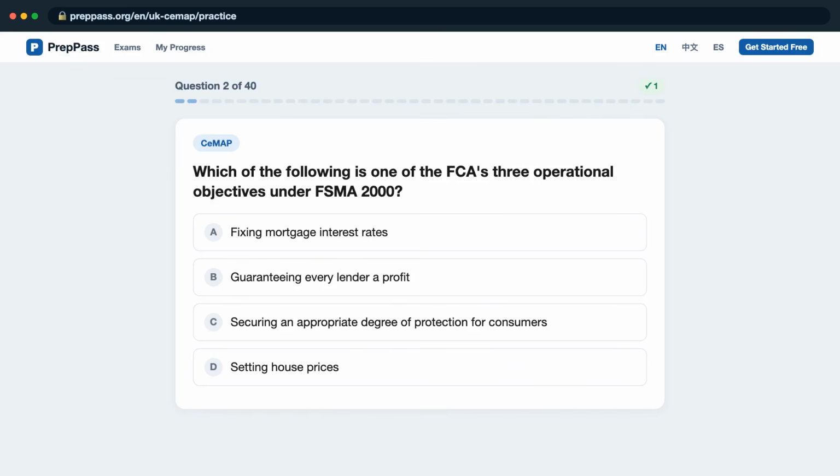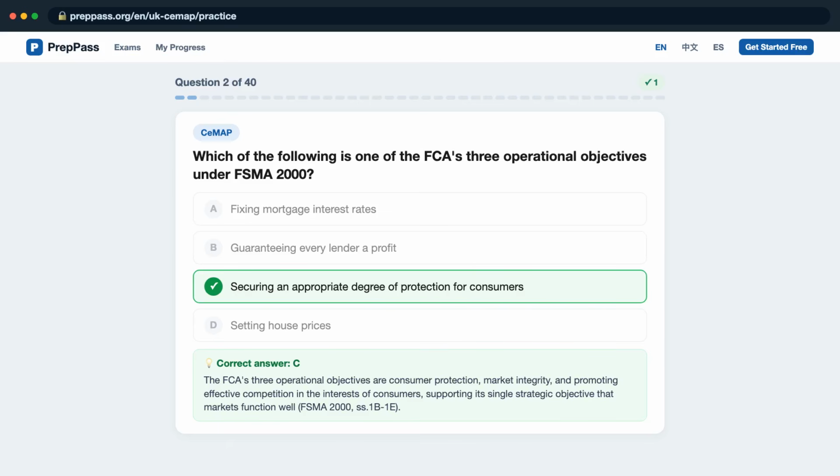Question 2. Which of the following is one of the FCA's 3 operational objectives under FSMA 2000? Is it A, fixing mortgage interest rates? B, guaranteeing every lender a profit? C, securing an appropriate degree of protection for consumers? D, setting house prices? The correct answer is C.